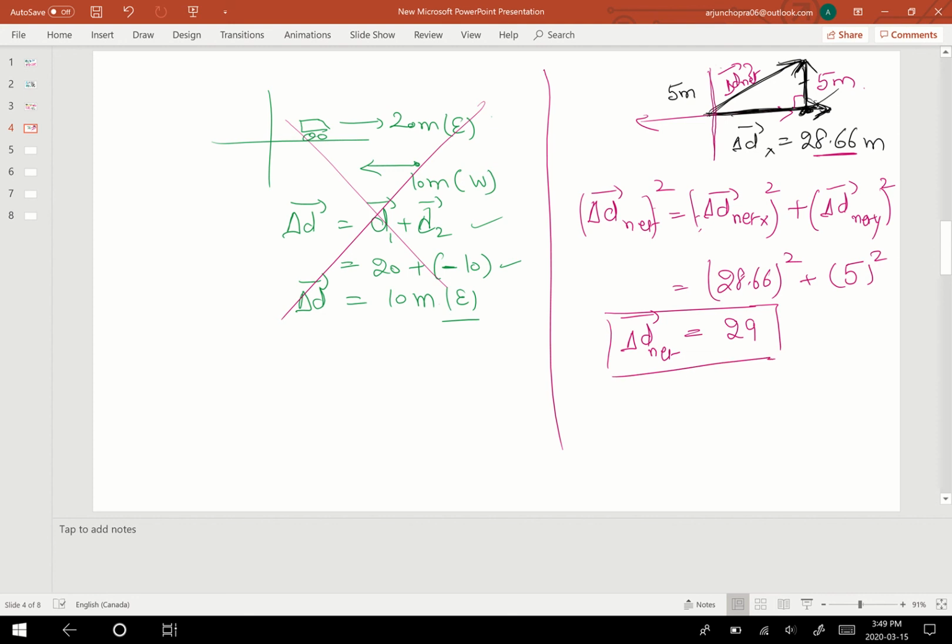So hopefully you were able to learn something about how to add 2D vectors by the component method. This is one of the methods. There are other methods also, but I'm going to stick to this method for the timing to solve the questions because students like this method the most.